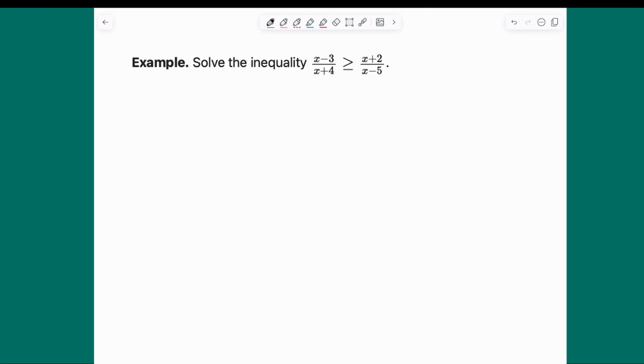Okay, so rewriting this inequality, we have (x - 3)/(x + 4) - (x + 2)/(x - 5) ≥ 0. So that's the equivalent inequality. Next thing to do is identify what's called the related rational function. And so now that we have identified that, our next thing to do is find the zeros or where the rational function is undefined.